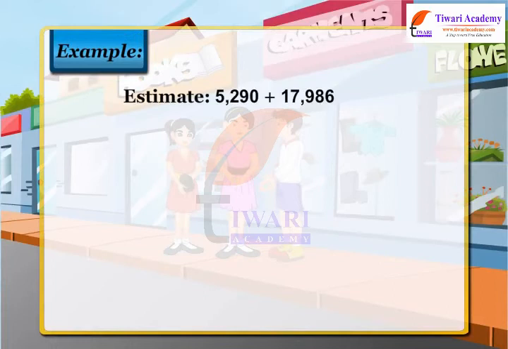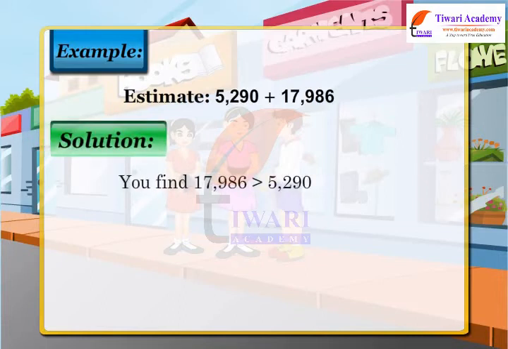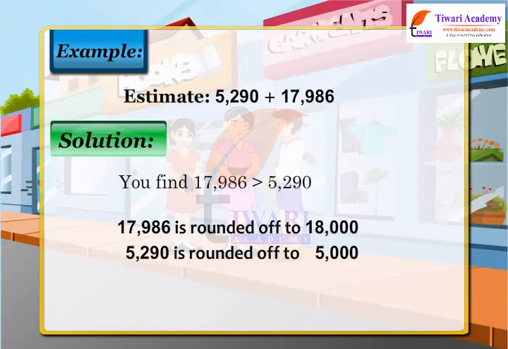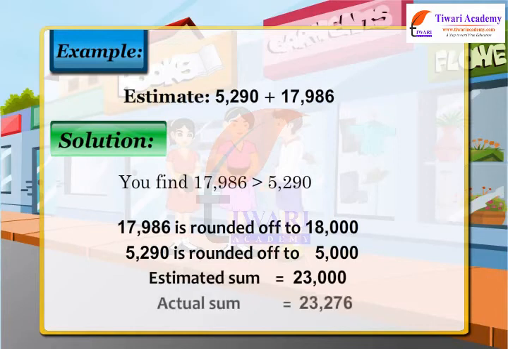Example: estimate 5,290 plus 17,986. Solution: you find 17,986 is greater than 5,290. Round off to thousands. 17,986 rounds off to 18,000, plus 5,290 rounds off to 5,000. Estimated sum is equal to 23,000. Actual sum is equal to 23,276.